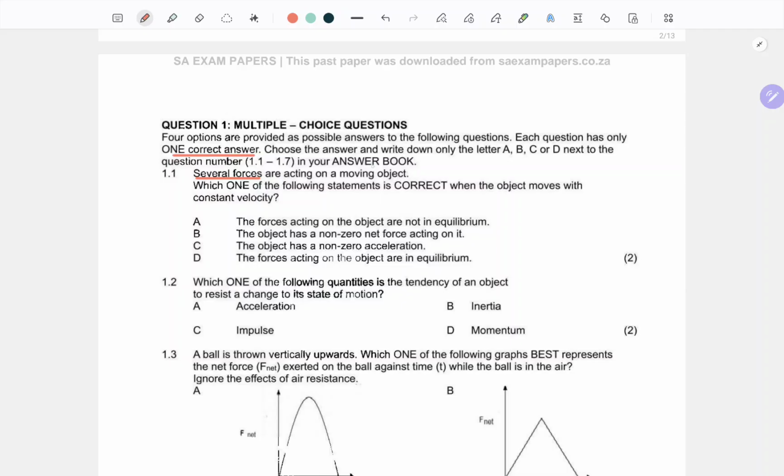are acting on a moving object. Okay, good. Which one of the following statements is correct when the object moves with constant velocity? Now, obviously, if the object is moving with constant velocity, it means the resultant force is 0. And this simply means there is no acceleration. And if this is the case, we always say the forces are in equilibrium.